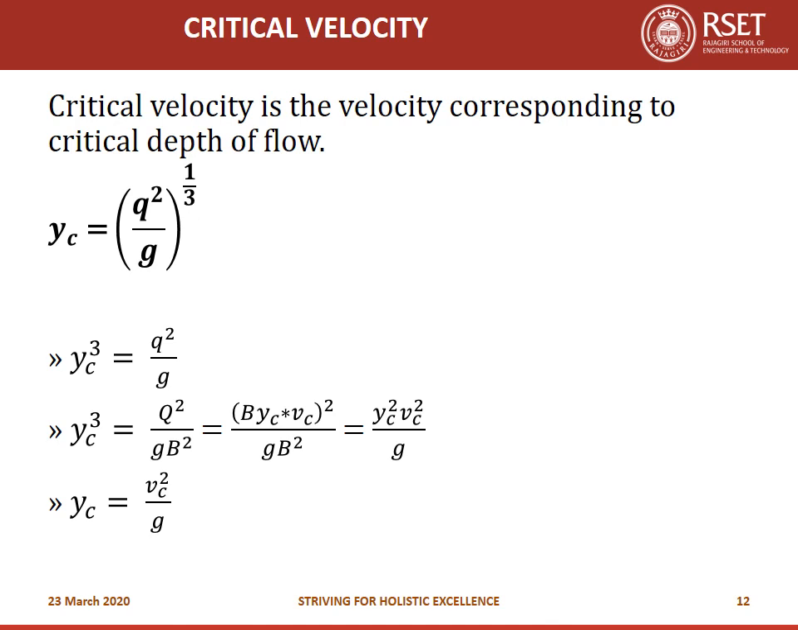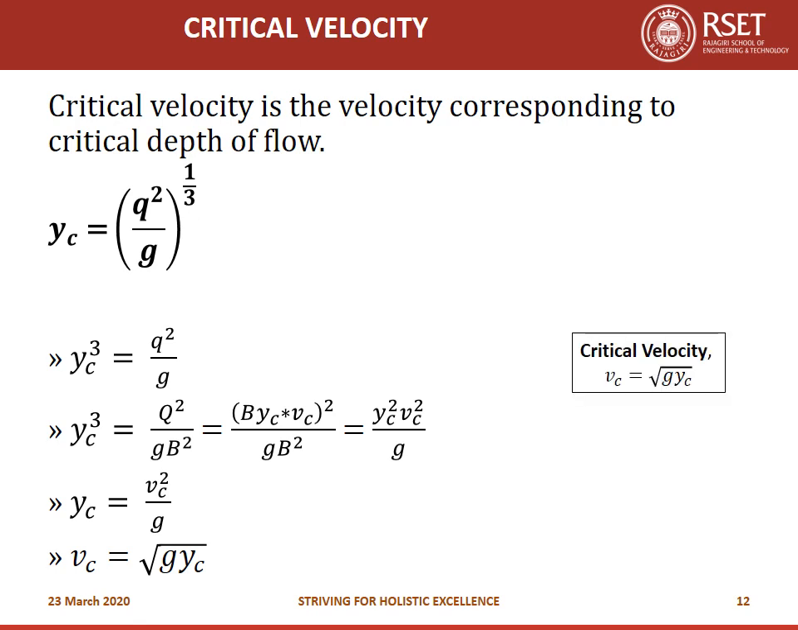Now I wanted to find out the expression for critical velocity. So I got VC is equal to square root of G YC. So that becomes the value of critical velocity. Critical velocity VC is equal to square root of G YC.